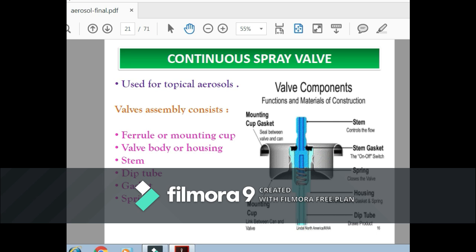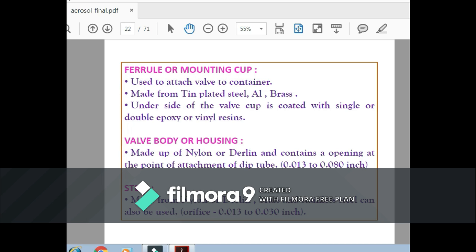It consists of the ferrule or the mounting cup, then valve body and housing, then stem, dip tube, gasket and spring. Most components are the same in both sprays. Then ferrule or the mounting cup. Generally the ferrule or mounting cup is used to attach the valve to the container. Generally it is made up of tin plated steel or brass. Then valve body or the housing is made up of nylon or Delrin type of plastics. Then stem is there. Stem is made up of nylon or Delrin.